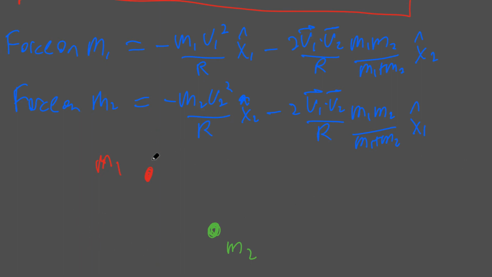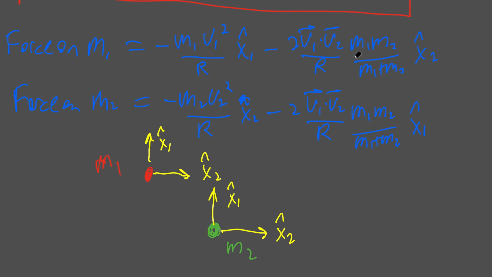And the force on m1 has two components. It has a component in the x1 hat direction, which is just the centripetal force required to keep this mass on the sphere of radius capital R. So that's mv squared over R. And then there's also a component tangent to the sphere in the x2 hat direction. And likewise, the force on m2 has a radial component that's just the centripetal force required to keep this on the sphere. And then there's a tangential component in the x1 hat direction.